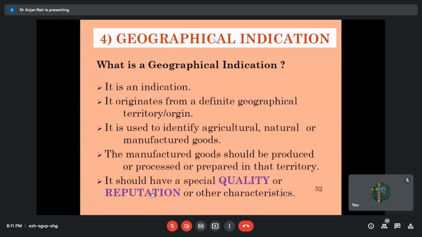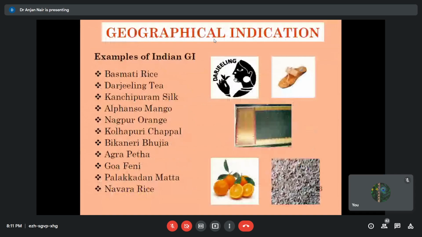Some examples: Darjeeling tea, Kanjipuram silks, Nagpur orange, Kolhapuri chappals, Agra peda, Goa feni, Palakkadan matta, Navara rice. So many. This is just a few; more than 50 or 60 GIs exist in India. So these are examples of GI.